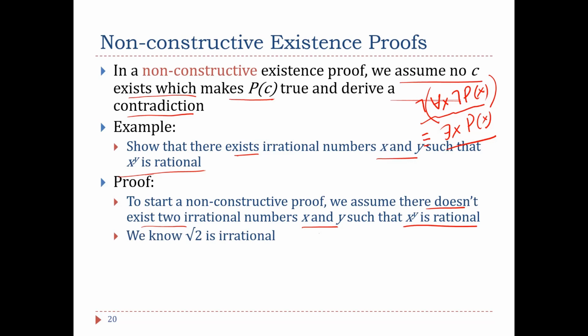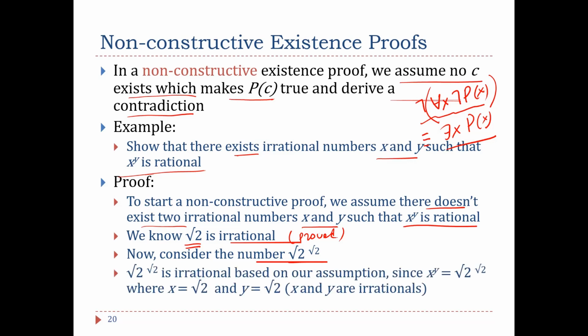For instance, you can use this to show that there is a contradiction by using the information that the square root of 2 is irrational, proved earlier during the live sessions, in the last session. So now we can consider the square root of 2 to the power square root of 2. Okay. Well, this can be safely considered to be irrational, based on our assumption.